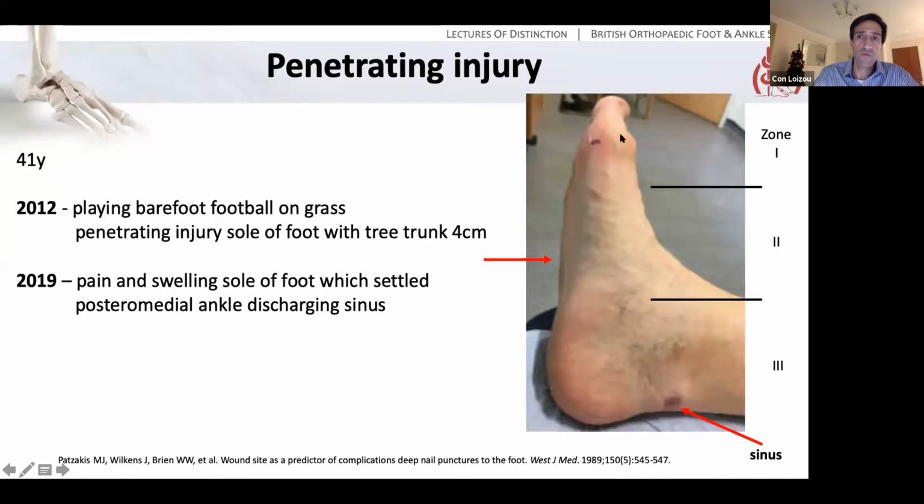Zone 1 is the forefoot, zone 2 is the midfoot, and zone 3 is the hindfoot. If you have penetrating injuries on zone 1 and zone 3, you're more likely to get osteomyelitis because obviously the bones are more superficial.